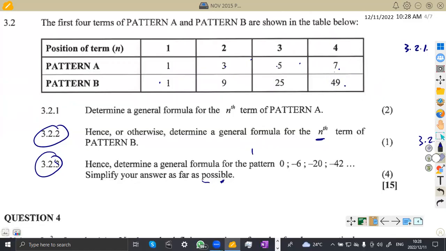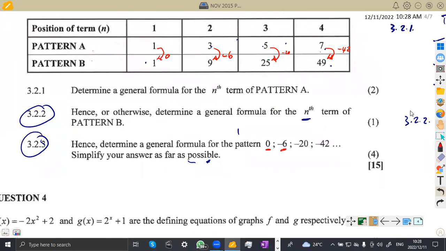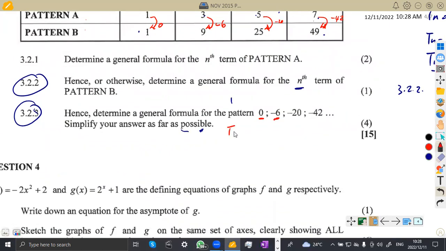So you can see that here, what was simply happening, the first term is a 0. The second term is a minus 6. So we can see that it was pattern A minus pattern B. 1 minus 1, that's a 0. 3 minus 9, that's minus 6. 5 minus 25, that's minus 20. 7 minus 49, that's minus 42. So this pattern that we see here was simply taken from Tn of pattern A minus Tn of pattern B. This is what is simply happening because we are subtracting A minus B.